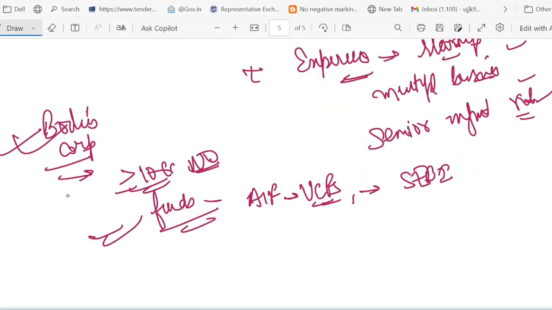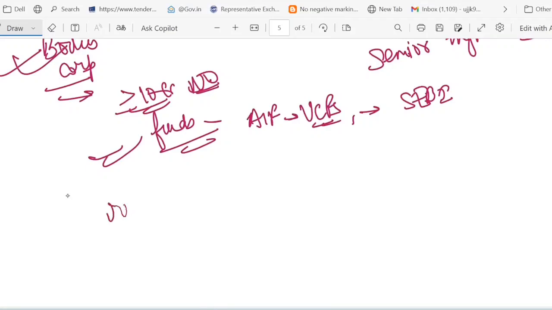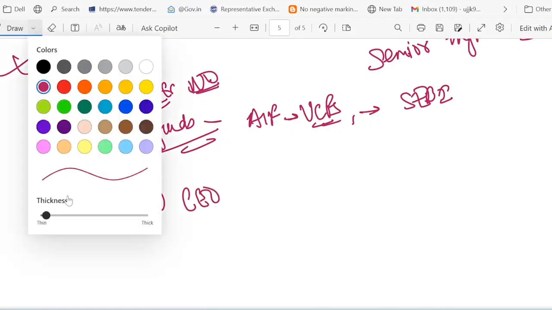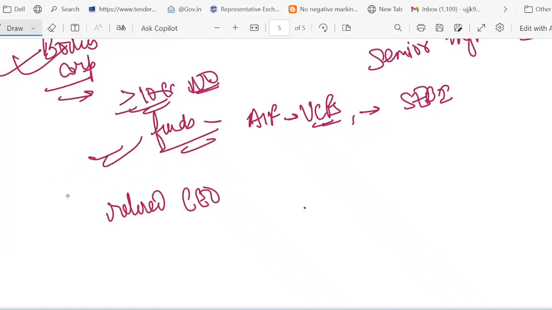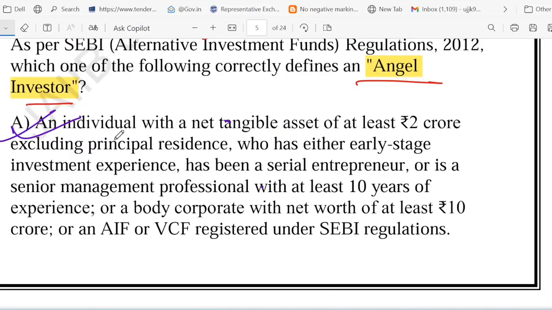So let me give you one example to make it more clear. Suppose there is a retired CEO. Take the case of a retired CEO of a particular company, right? He has 5 crore worth of assets and 20 years of management experience, so he can act like an angel investor. Similarly, a company with 15 crore net worth can also invest. So I hope the definition is crystal clear.